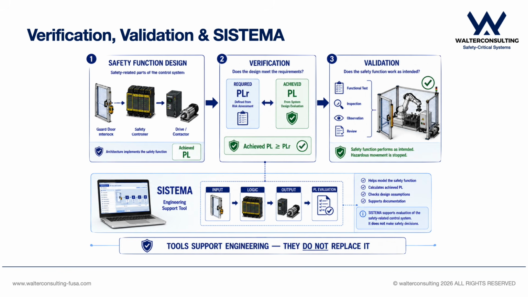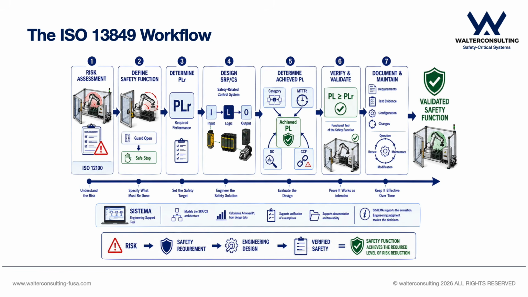With verification and validation completed, we can now connect all of the individual steps and look at the complete ISO 13849 engineering workflow from the original machine risk to the final validated safety function. With verification and validation completed, the individual elements now form one continuous machinery safety engineering process. It begins with the machine and its hazards.